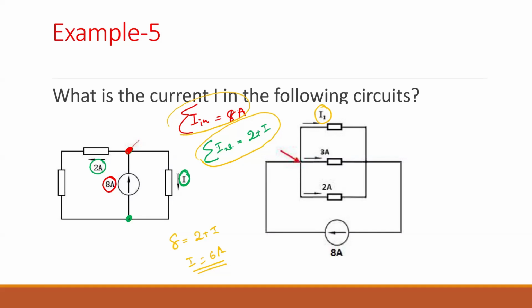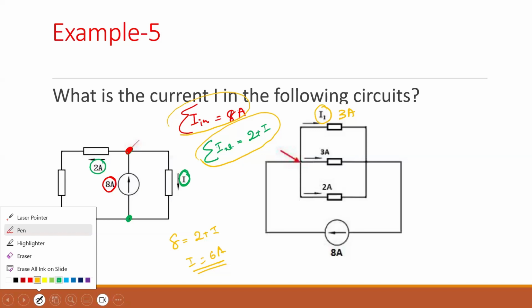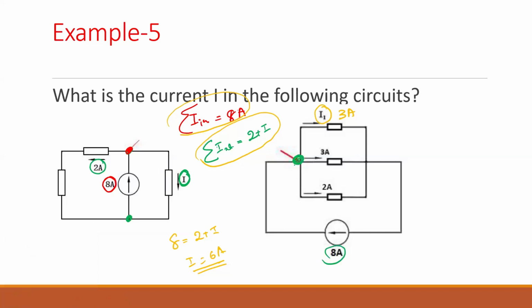You don't need to write a number. You can just do it in your mind and tell me what the answer is. 3 amps. How did you do that? So if you look at this node, 8 is coming in and it is splitting. So 8 should be equal to I plus 3 plus 2. I is equal to 3 amps. Any question? Okay, we'll move to the next one.